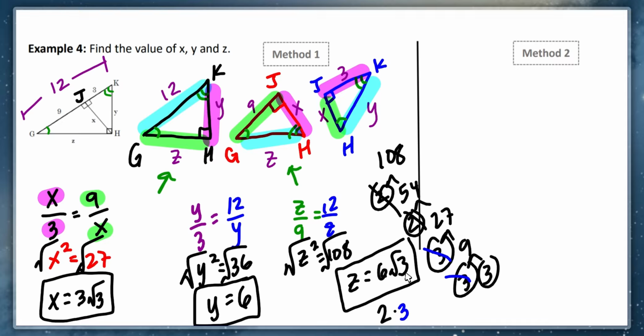This is method number 1 for looking at similar right triangles. To summarize, you separate out all 3 triangles, draw in all your angles with your rings, label all your sides, and then color code in order for us to cross multiply.